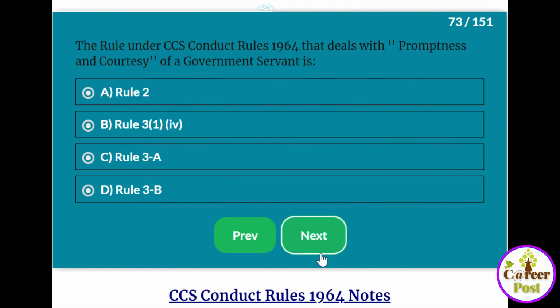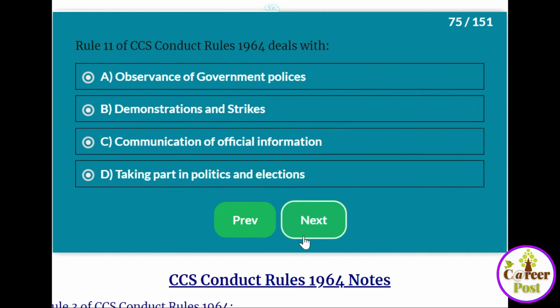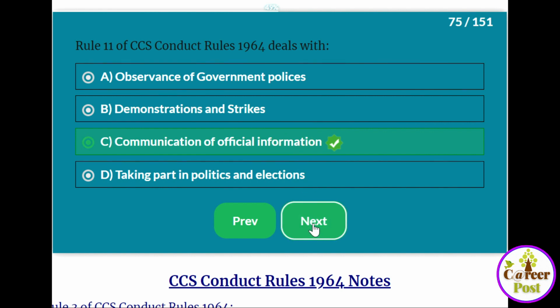The rule under CCS Conduct Rules 1964 that deals with promptness and courtesy of a government servant is Rule 3A. What is the rule under CCS Conduct Rules that speaks about government servant vacation of government accommodation? It is 15A. Rule 11 of CCS Conduct Rules deals with observance of government policies, demonstration and strikes, communication of official information, taking part in elections. It is communication of official information, Rule 11.